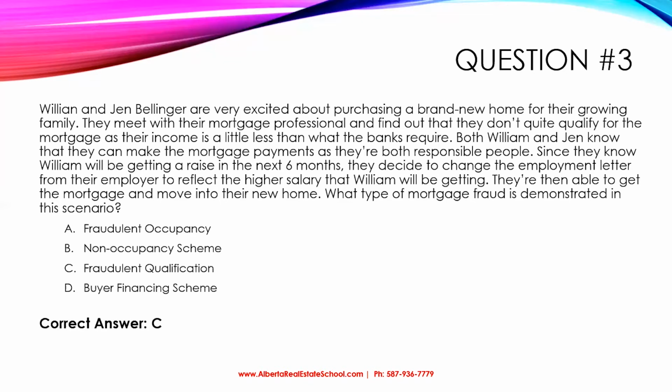And in this case, the correct answer is C. So based on the scenario, had they gone with their actual salary they were getting, they would not have qualified for the mortgage because their income was not enough to meet the bank's requirements. By changing the employment letter, they created false documentation so that they could qualify for the mortgage. So this is why the correct answer here is fraudulent qualification. They are making up the documents and we're not allowed to do so.